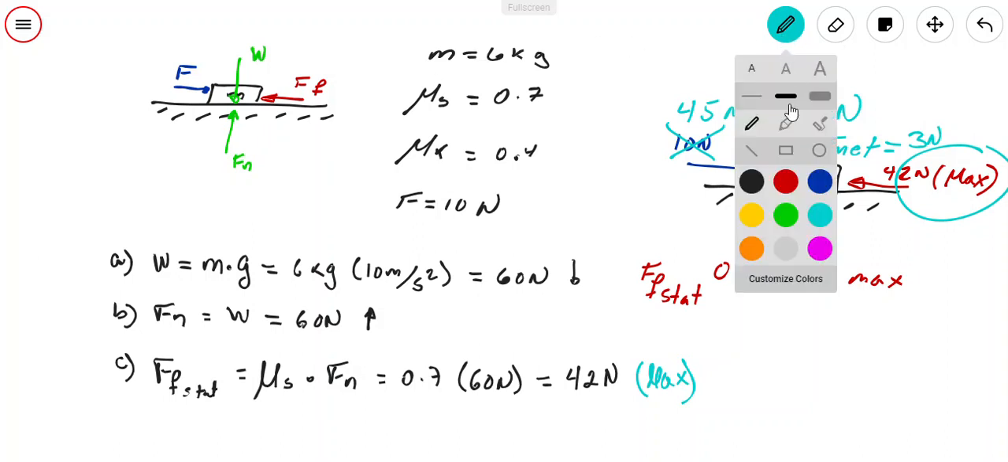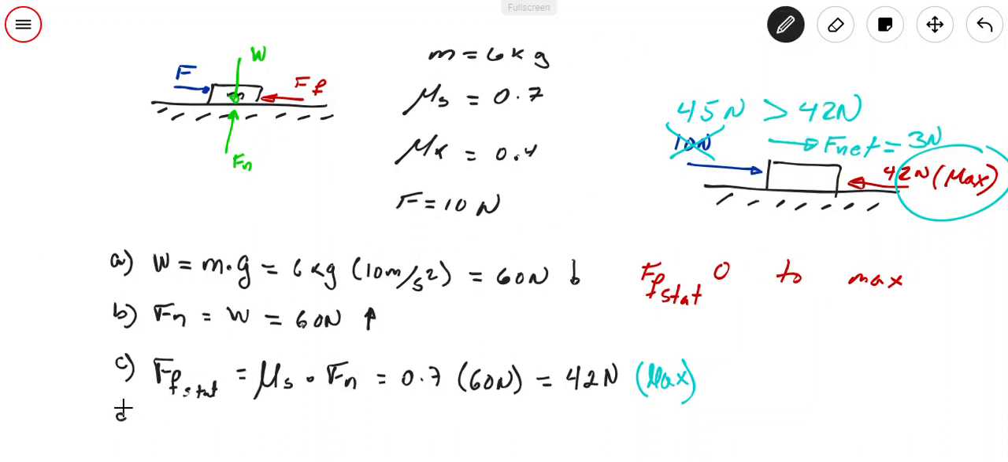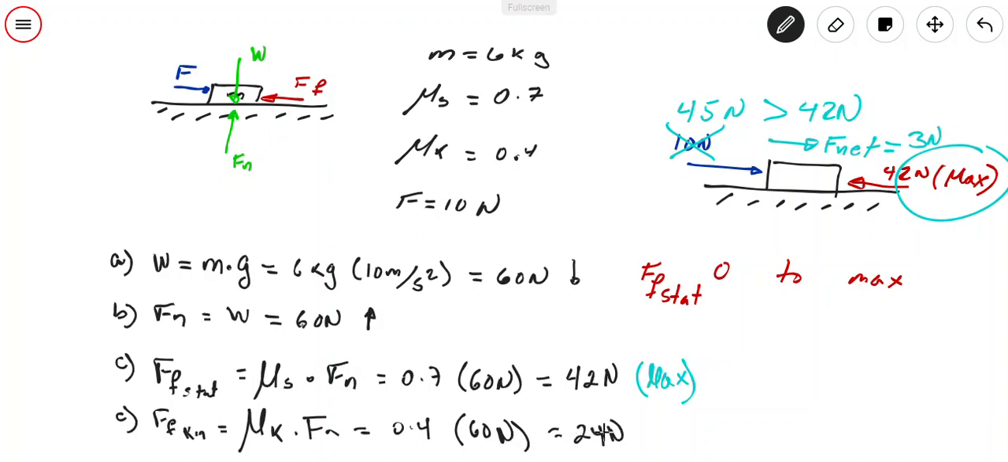Now, once the block starts moving, if we want to calculate the force of kinetic friction, this would be the coefficient of kinetic friction times the normal force. So the force of kinetic friction would be 0.4, that is the magnitude that I gave you for the coefficient of kinetic friction, times the 60 newtons, that is the normal force. So we have, in this case, 24 newtons.